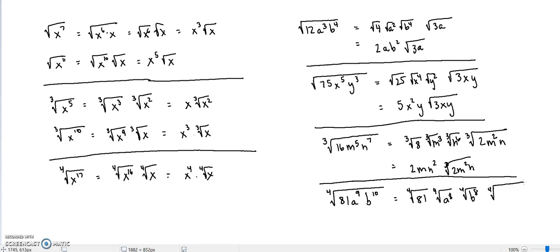Oh, sorry, I should be keeping track of leftovers as I go. So I can't do a to the 9th, but I can do a to the 8th with 1 left over. And I can't do b to the 10, but I can do b to the 8 with 2 left over.